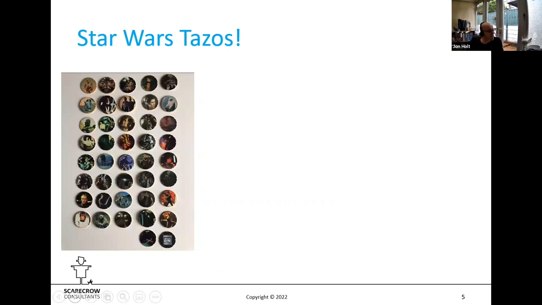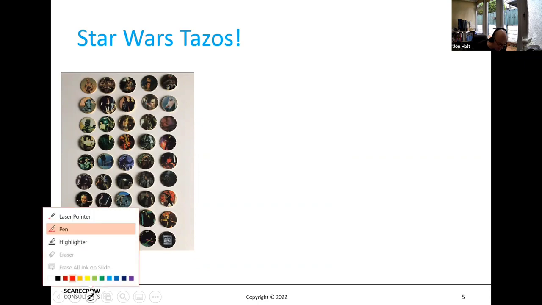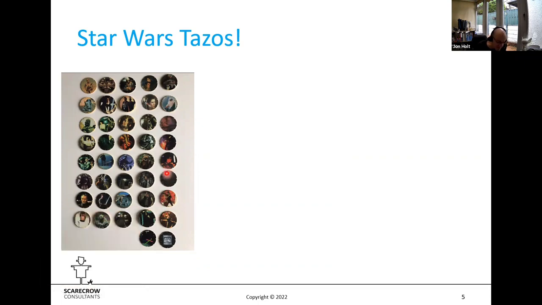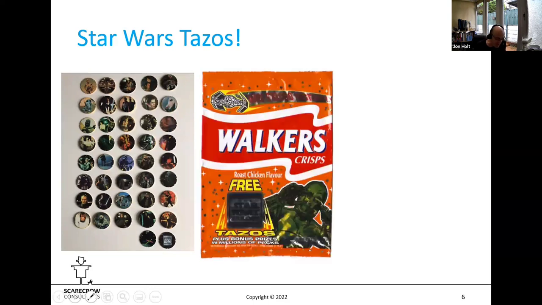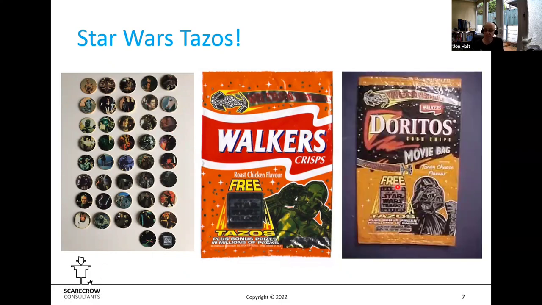And in order to celebrate the digital remastering of the original Star Wars trilogy, these things appeared. These were called Star Wars Tazos. I don't know if people are familiar with these, but essentially these are small circles of cardboard with pictures on them. And you could collect these if you bought a certain brand of crisps, or potato chips, as some people might call them. And this brand was called Walkers. Somebody thought it would be a good idea to put small pieces of cardboard inside food. So if you bought all of these, you could collect these Tazos. And at the time, Walkers Crisps had just bought Doritos, so there were a special number of limited edition Tazos that you could only get in Doritos bags. So you had to buy the nacho chips.